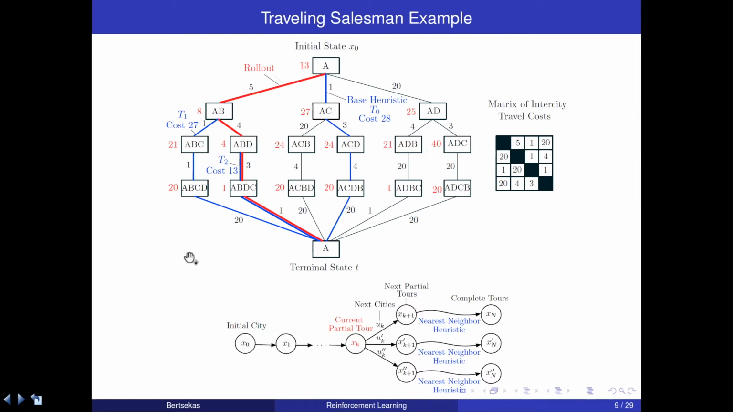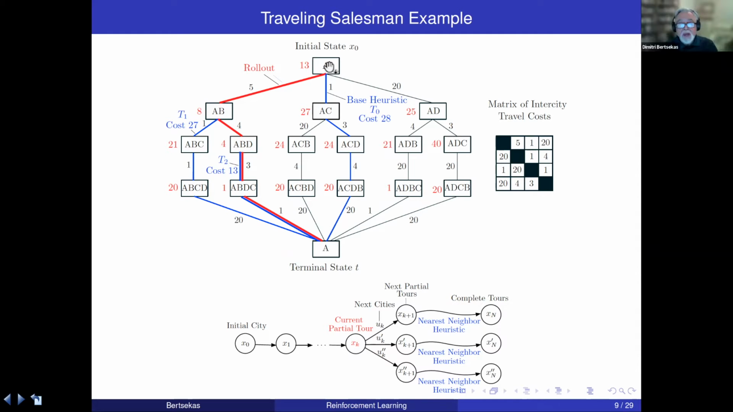Professor, can you hear me? Hello. Yes. Yeah. So, Professor, how does the state change from A to AB using rollout? So, what does that mean?